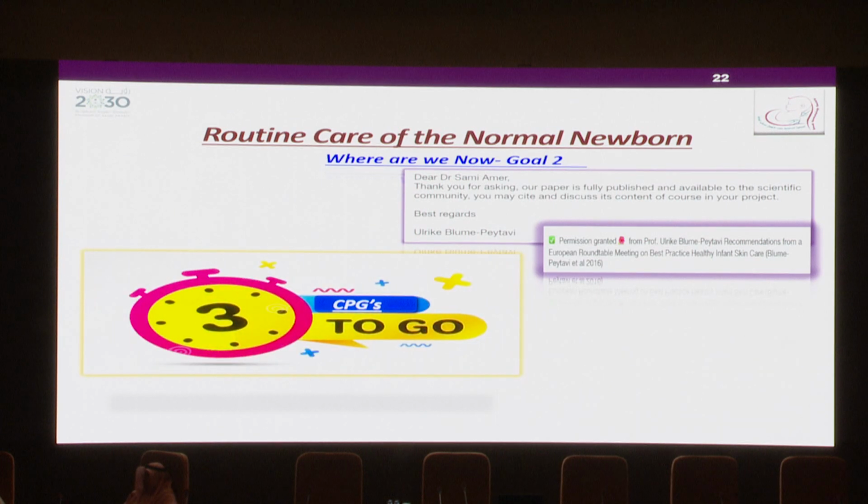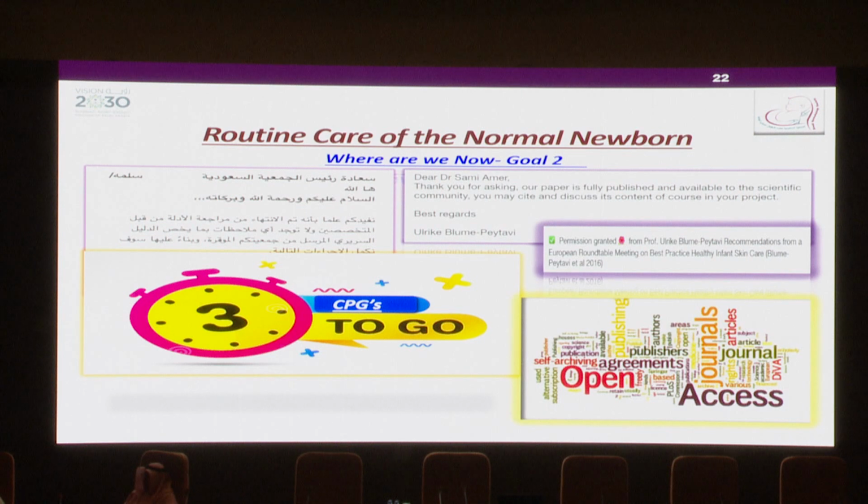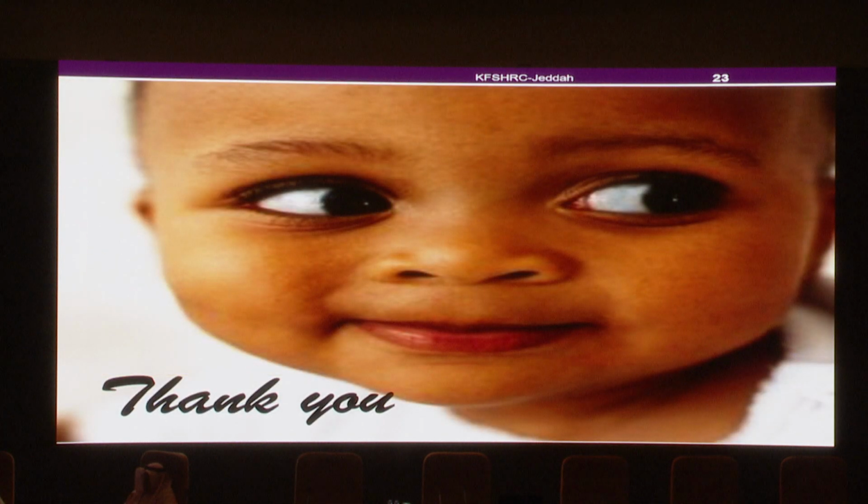Once we do all this, the most important part of our publication will come, which is to be open access. It should be accessible to everybody. It should be in our recognized journal, and from there it will be national for our clinical practice guidelines for the Saudi, inshallah. And you never know, maybe one day it will be international as well. So this is a summary of the clinical practice guidelines for newborns.